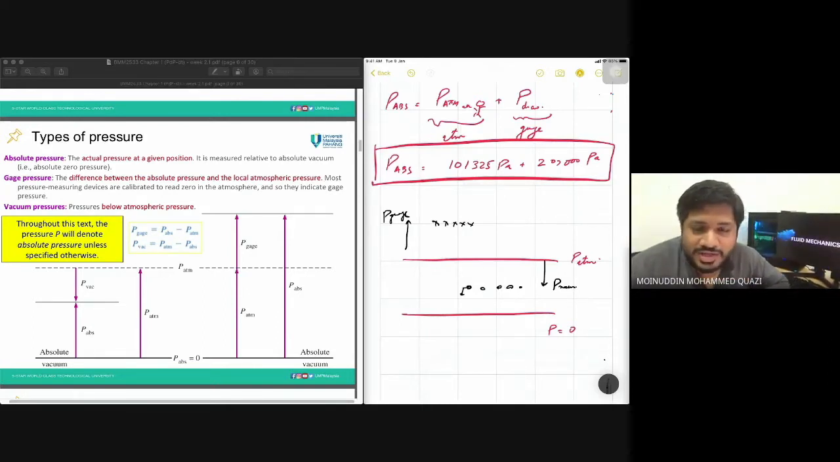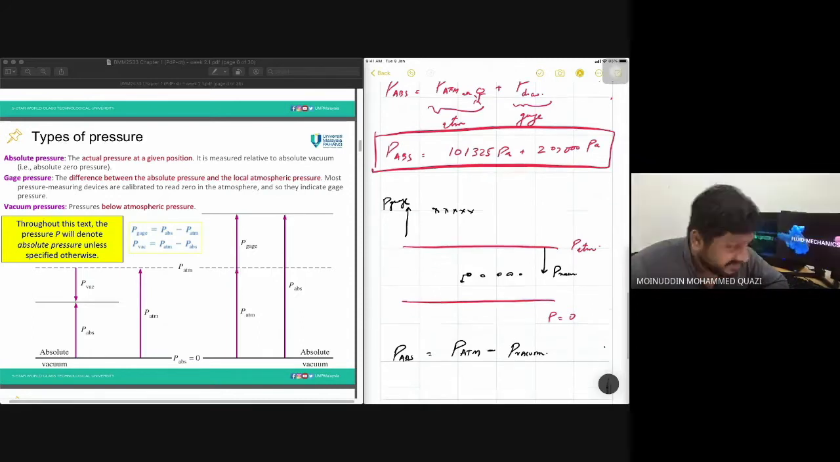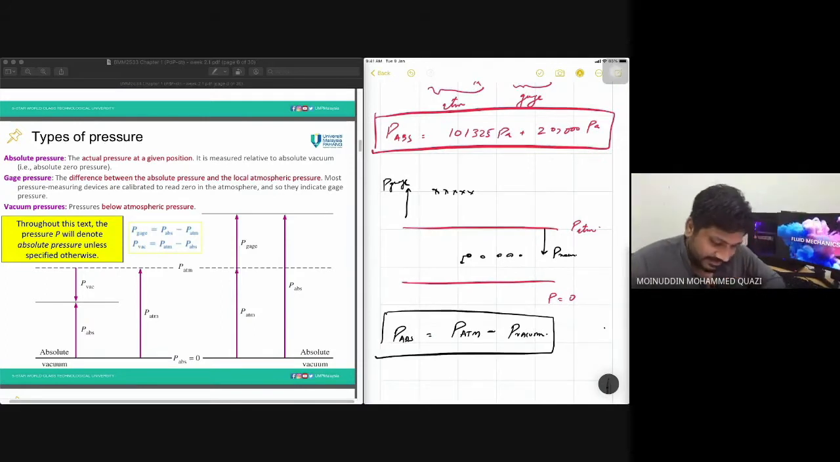So the absolute pressure at this point, if I send Mr. Shimal to outside of the atmosphere, then the absolute pressure, P absolute, is equal to atmospheric pressure minus vacuum pressure. So P vacuum becomes P atmospheric minus P absolute. So this is the answer.